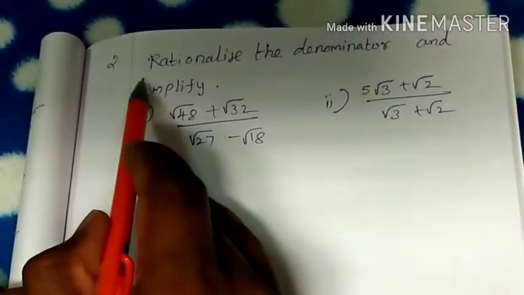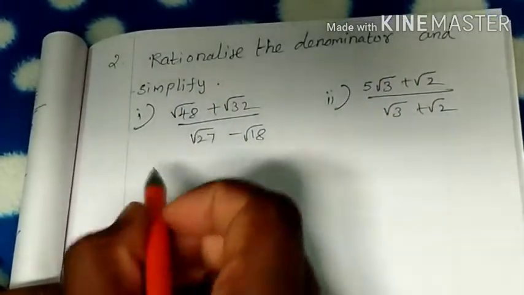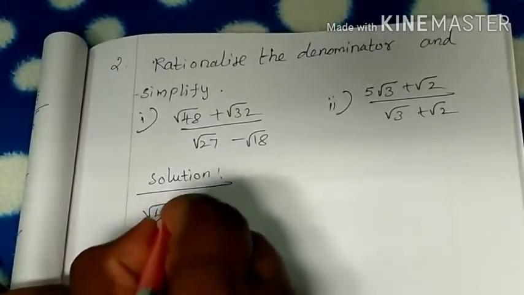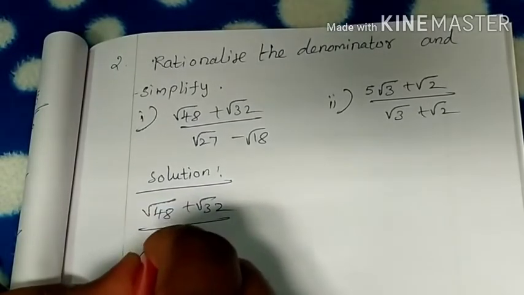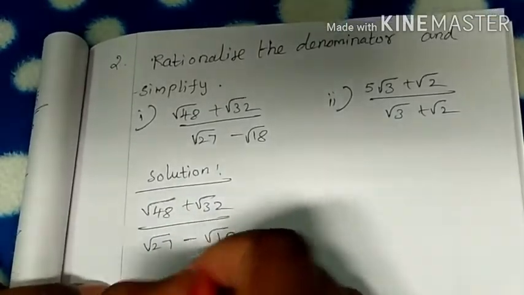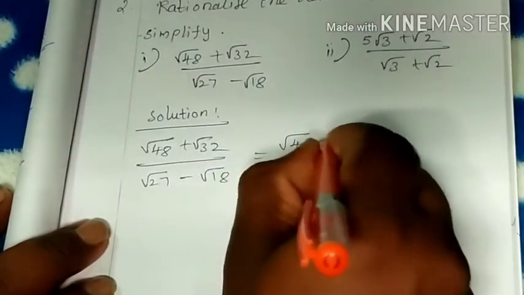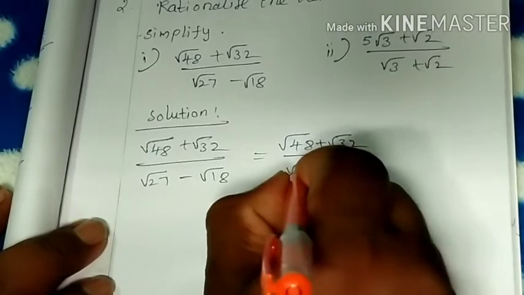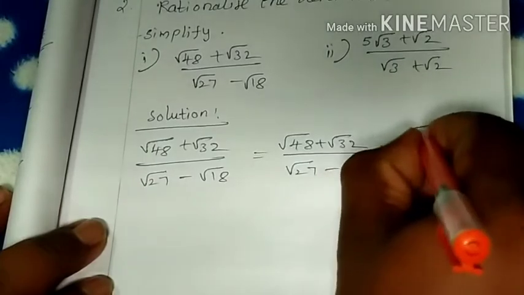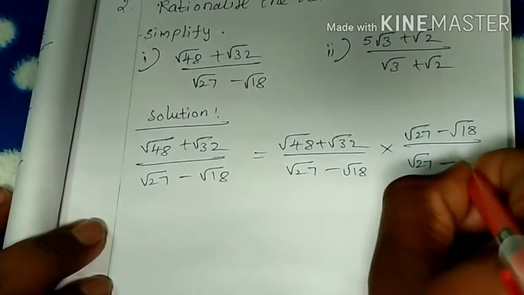Okay, dear student, next the second question: rationalize the denominator and simplify. The solution for the first question: root of 48 plus root 32 divided by root of 27 minus root of 18. Rationalizing the denominator, we want to write the denominator in rational form. So multiply and divide by the conjugate of the denominator: root 27 minus root 18 whole divided by root 27 minus root 18.